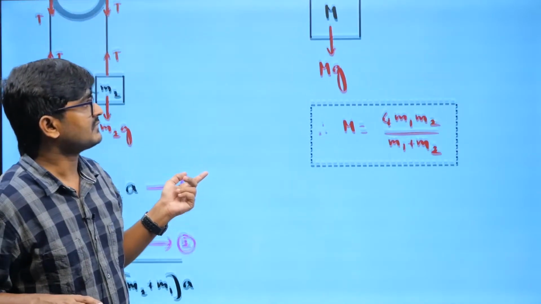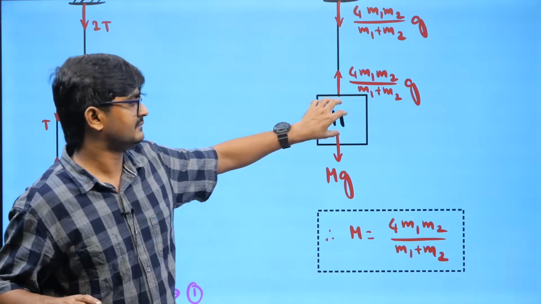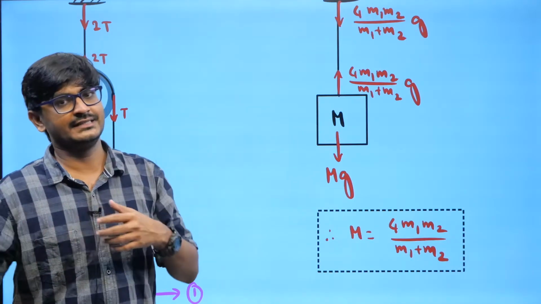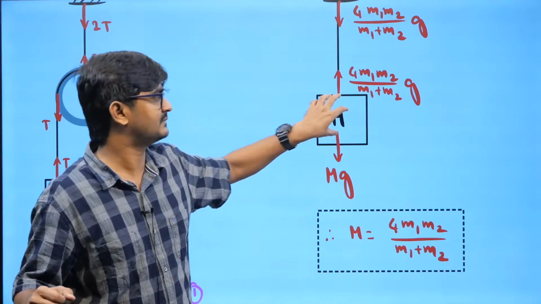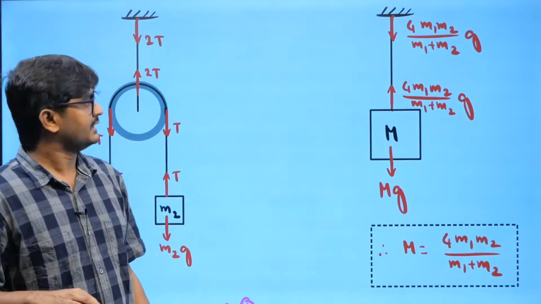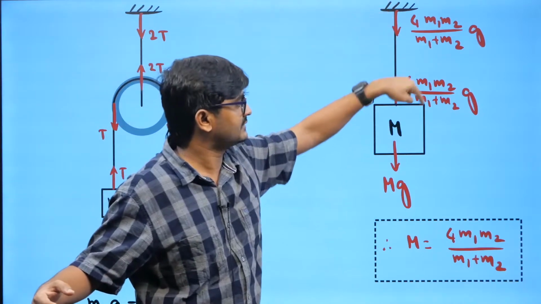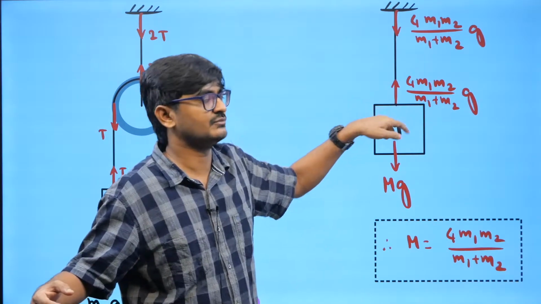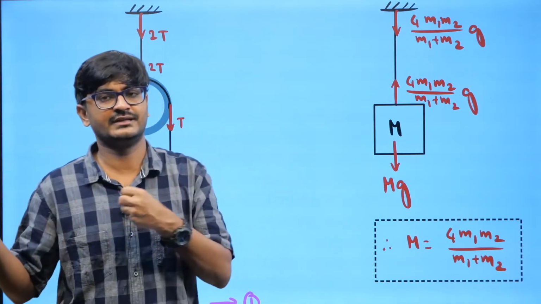So instead of that, if someone keeps a mass M, but if we want to feel the same tension, what must that mass be? That mass must be equal to 4M1 M2 by M1 plus M2. So if someone asks you to hold this or this, when this mass is 4M1 M2 by M1 plus M2, you won't find any difference. If you have closed your eyes, you will feel both are the same.